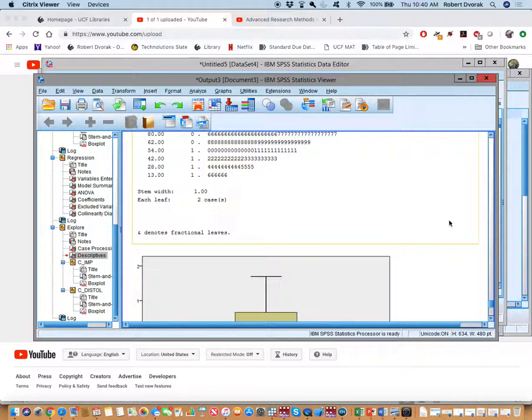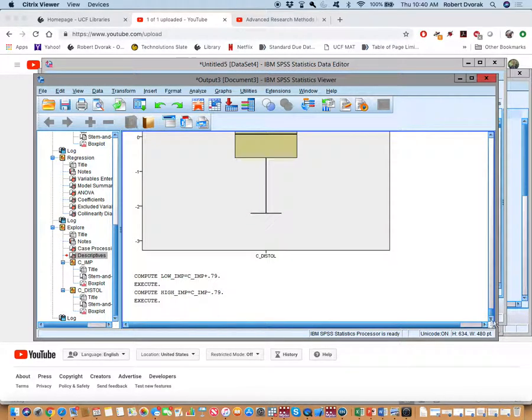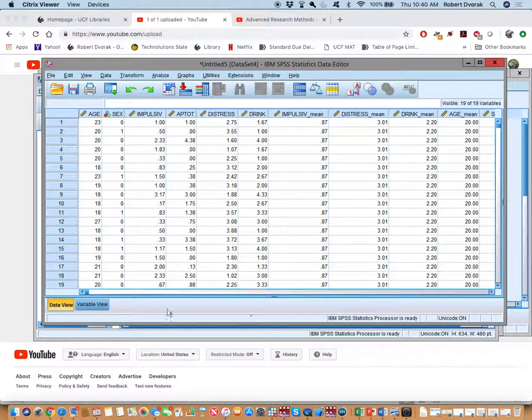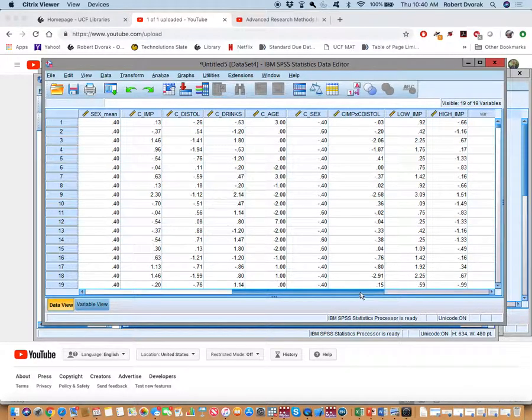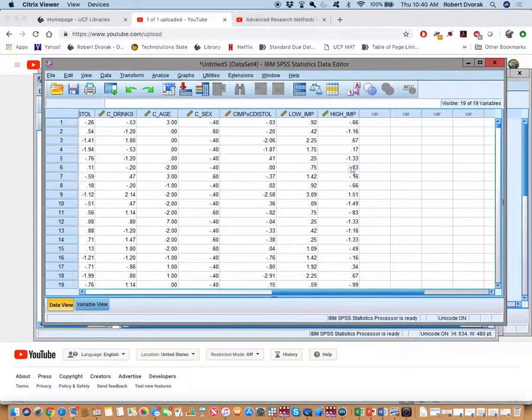But anyway, now if we look at our data, we have low impulsivity created and high impulsivity created, right? And what this is really doing is saying this person's average impulsivity is 0, and I'm going to change it so that their average impulsivity would be one standard deviation above where it normally would be, or one standard deviation below where it normally would be.